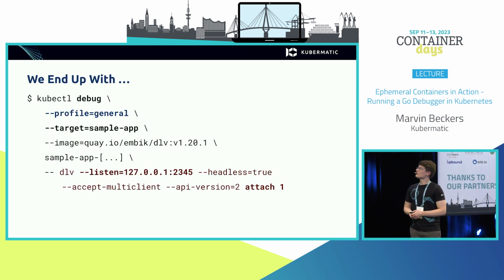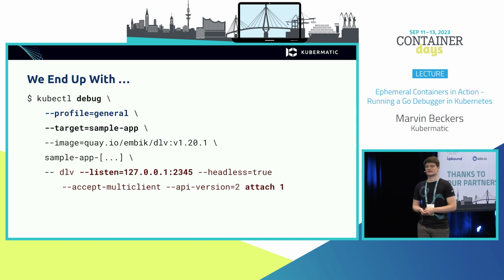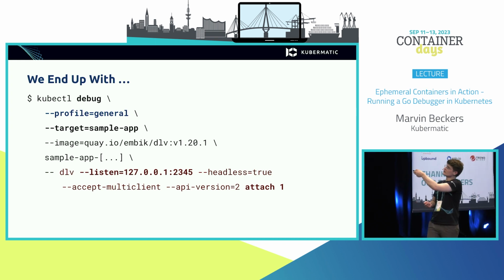And if we put it all together, we have this, well, kind of a behemoth of a command. But essentially, what we need is kubectl debug. That's the whole reason we're here. We need the --profile that I told you about. So there is this general profile that gives me exactly what I need, the CAP_SYS_PTRACE capability. And that means, yeah, I will be allowed to attach to a running process.